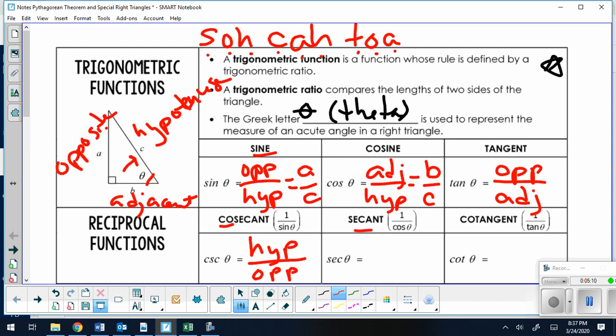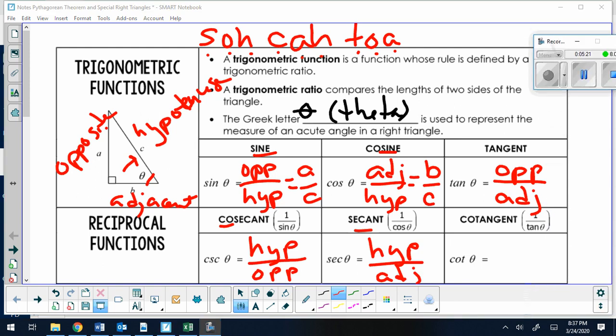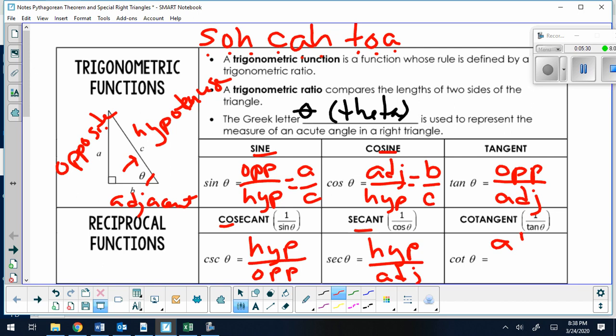And then secant goes with cosine. We're going to flip the cosine. Secant of theta is hypotenuse over adjacent. And then cotangent of theta goes with tangent. Those two make sense to me. Cotangent and tangent, they should be together. I'm going to flip that, and it is adjacent over opposite. So I'll be honest with you, I don't memorize these. I memorize SOHCAHTOA, and then I know which ones go together, so I can just flip them.